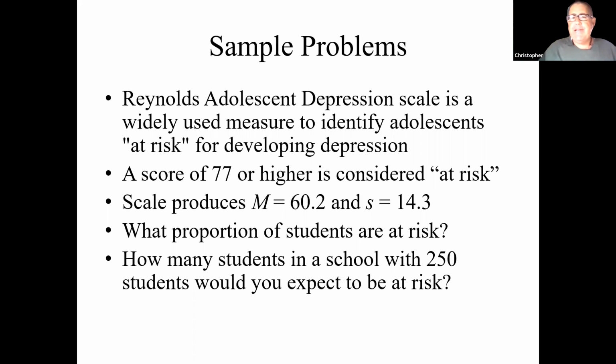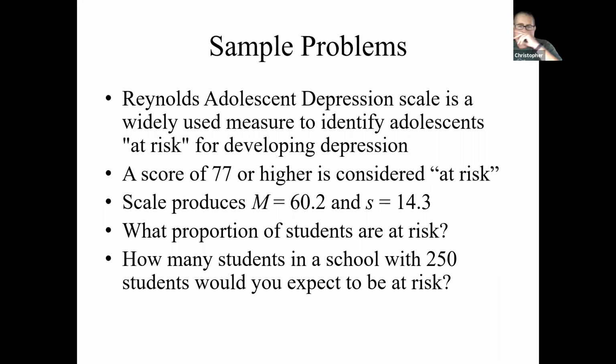The scale produces a mean of 60.2 and a standard deviation of 14.3, and they generally get this information out of testing tens of thousands of adolescents. So that's what the scale mean and standard deviation are.